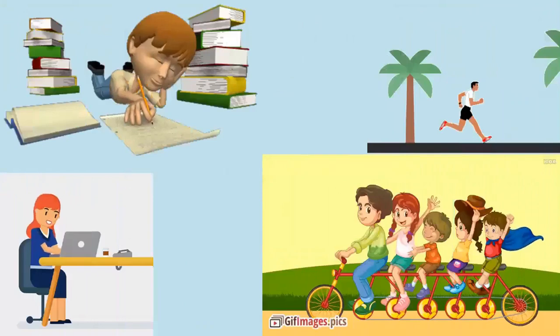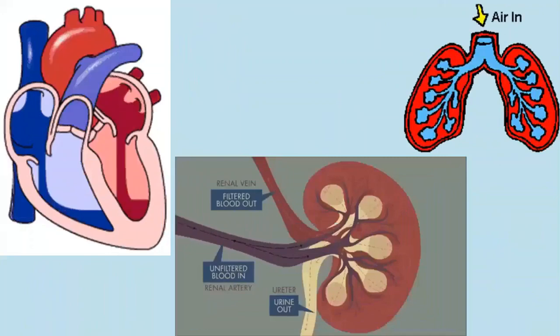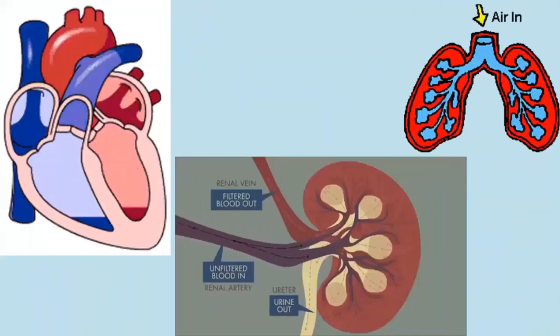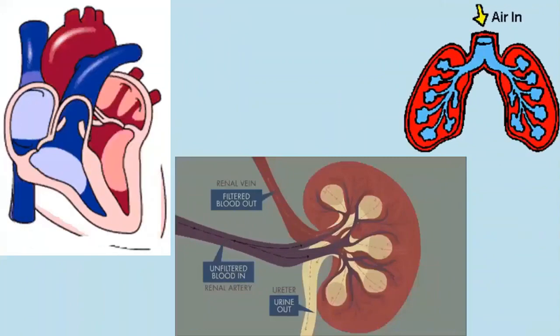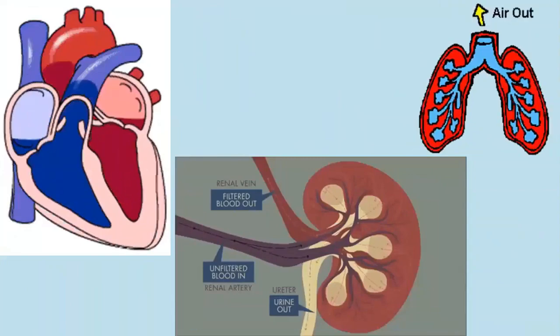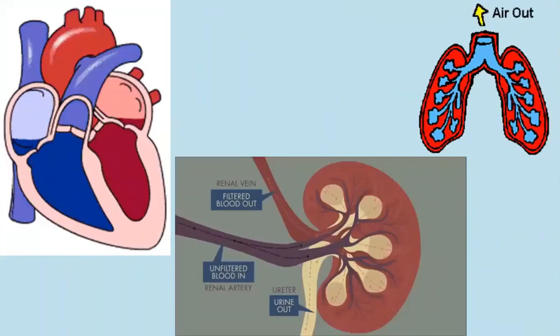The human body is a kind of machine, isn't it? We do a lot of activities daily: studying, working, playing, running, traveling, eating, and even sleeping. Our heart beats all the time to pump the blood. Our lungs expand and contract to breathe. Our kidneys keep on filtering out the waste products from the blood and body.